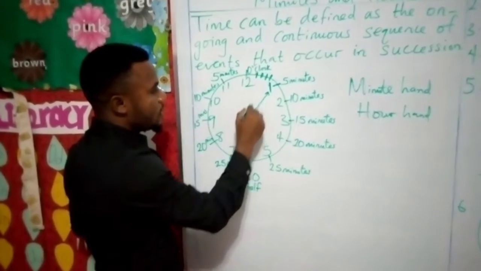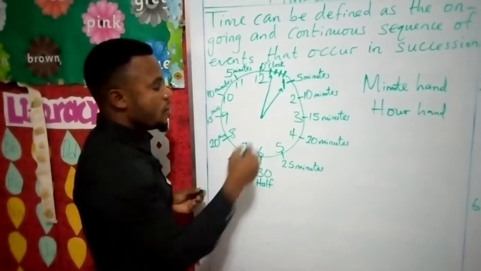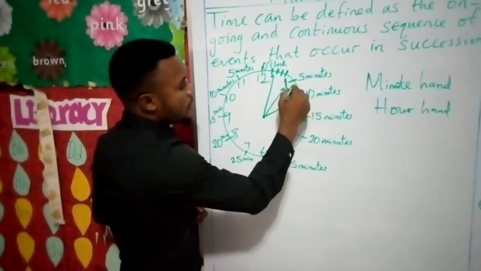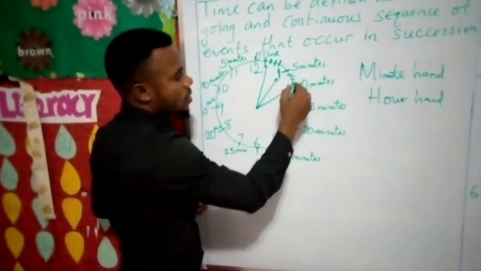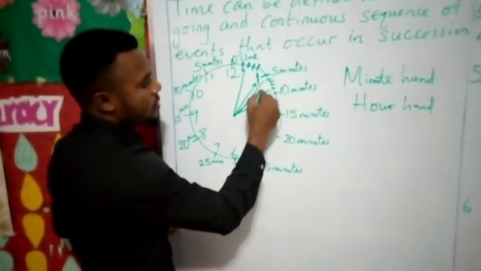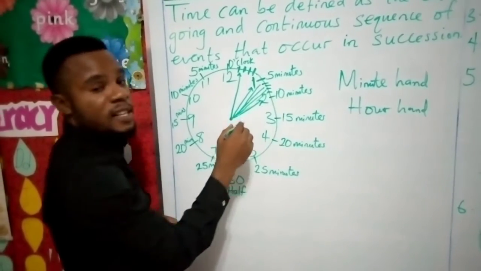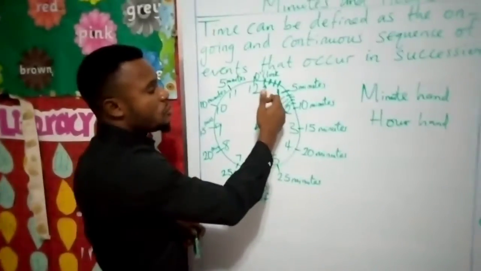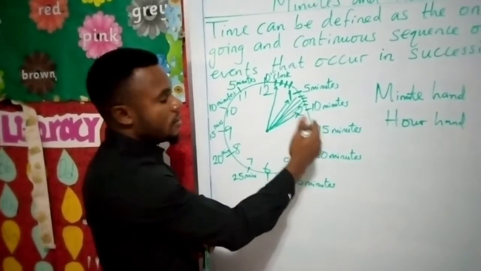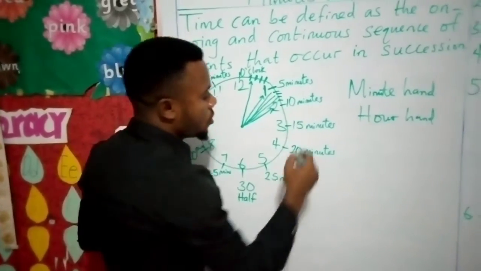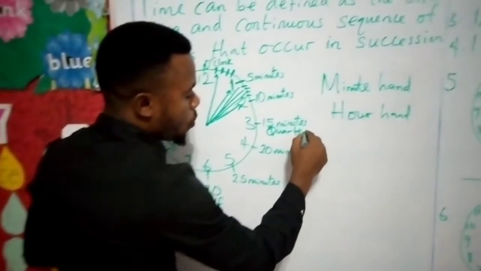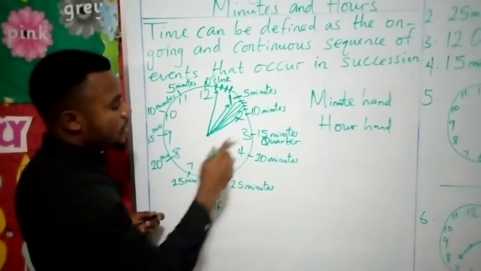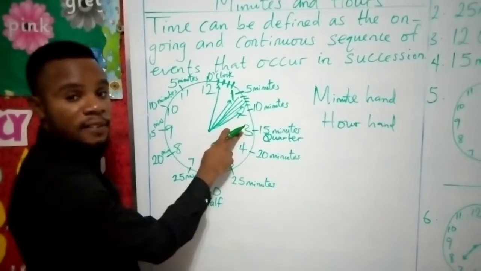So when your minute hand is here, you say 5 minutes. When your minute hand is here, you say what? 10 minutes. So we have other minutes between 5 and 10, which is what? 6, 7, 8, 9 minutes, depending on where your minute hand is touching. So we have the 5 minutes, which is 1, 10 minutes, 2, 15 minutes, which is also called what? Quarter. So you can use 15 minutes or you say quarter.